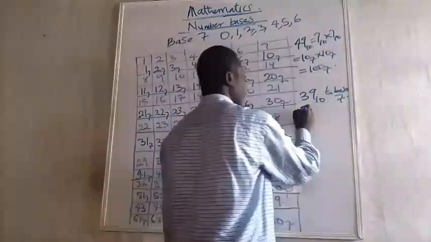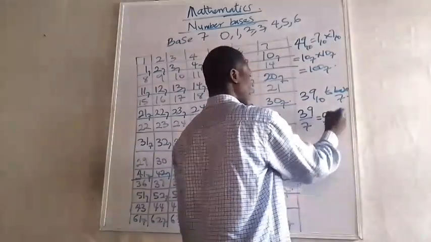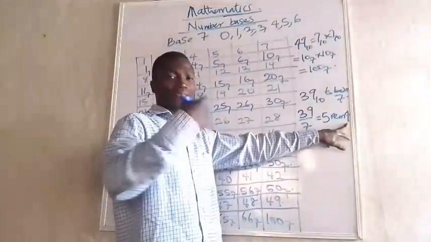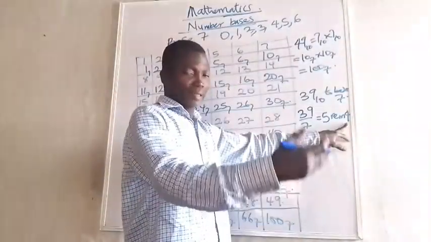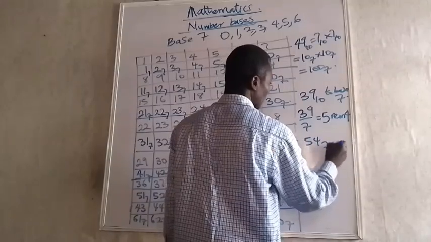And this is how I'm going to get it. 39 divided by 7 will give me 5, remainder 4. You can see that this 4 is not up to 7, so it's not giving us 10. Do you understand? So this number is now going to be 54 base 7.